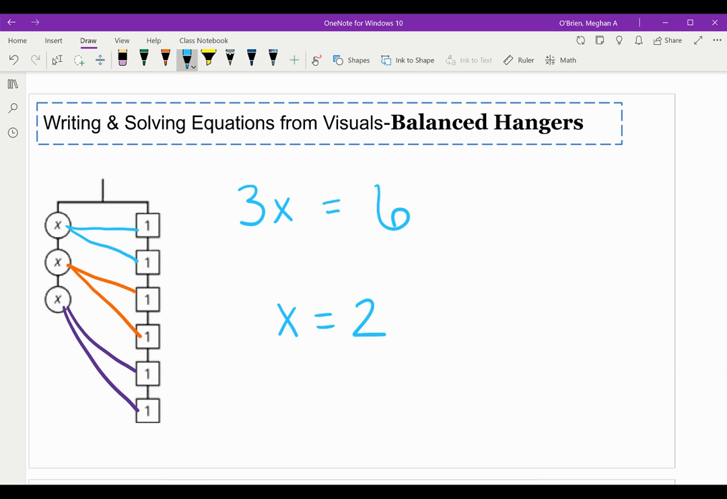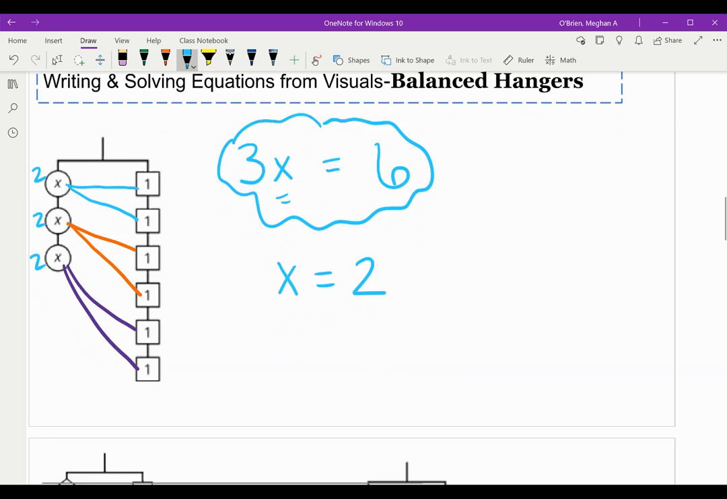I know that because if I were to check it and label each of them with 2, then the left side would equal 6 and the right side would equal 6. So it's always good to check it. Looking at just the equation, that's like saying 3 groups of what equals 6? Well, 3 groups of 2.